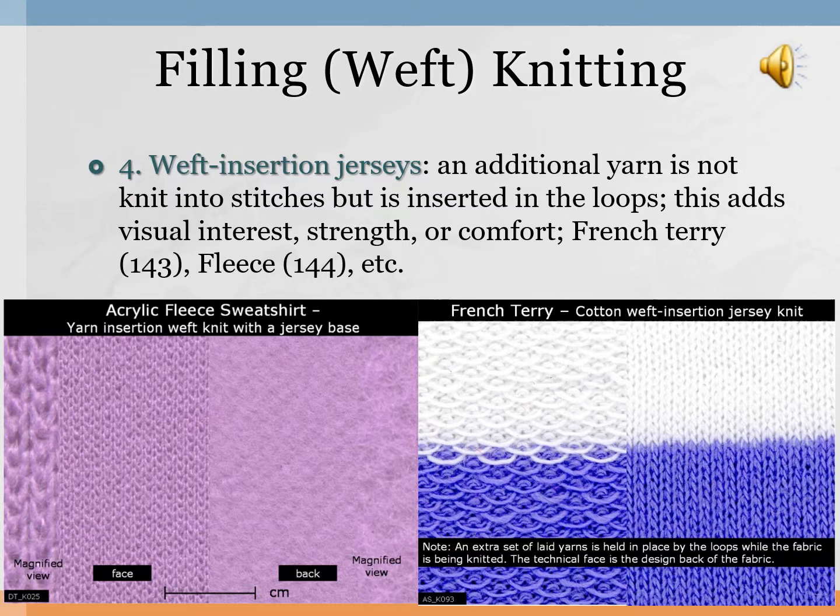Another type of filling or weft knitting are fabrics that are called weft insertion jerseys, which pretty much directly correlates with what's happening here. So an additional yarn is inserted in the loops. It's not actually knit in there. So what this ends up doing to the fabric is giving it more strength, comfort, or even visual interest depending on how it's done. So examples of this are French terry, which is number 143, and fleece, number 144. So go take a look at those. But again, this is just one of the additional types of filling or weft knitting.